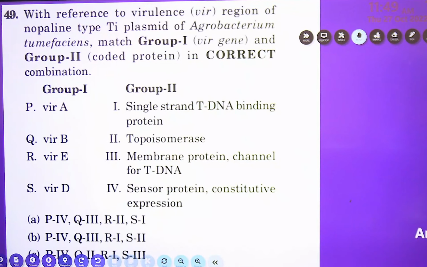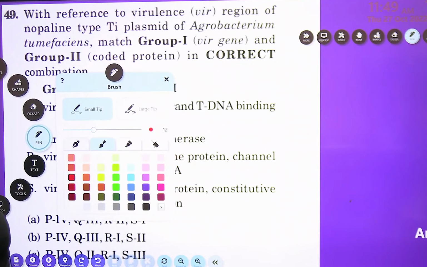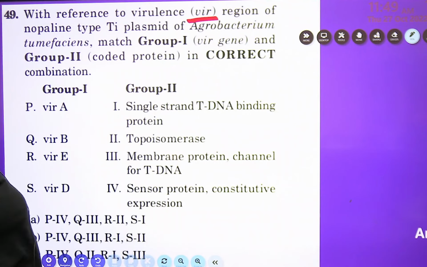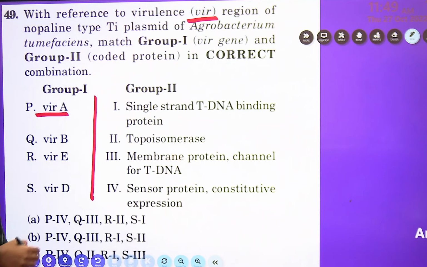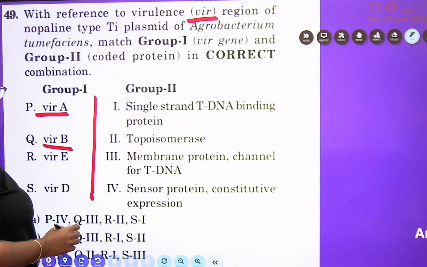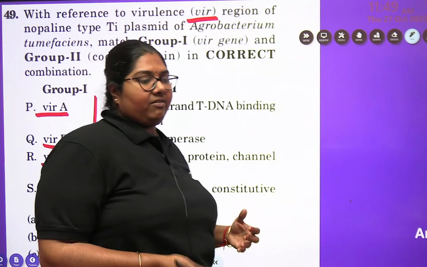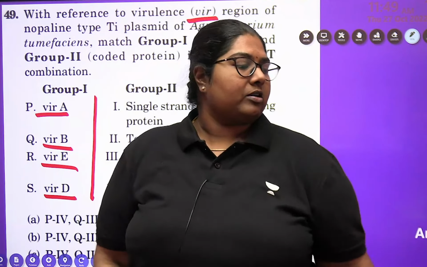With reference to the virulence region, which is nothing but your vir gene. The vir gene is what is called the virulence region. They have given group 1 and group 2. In group 1 they have given the virA gene, then the virB gene, and then virE and virD. So four genes they have given. They are going to ask what the correct answer is for this particular question.